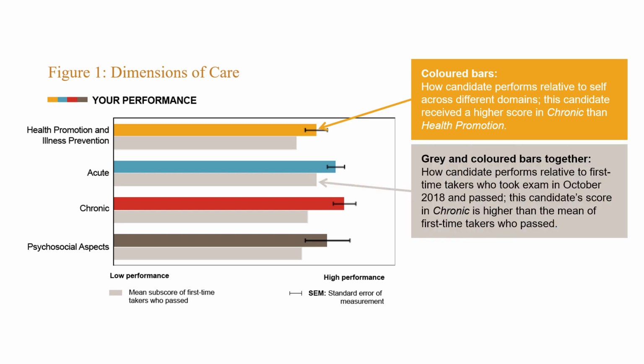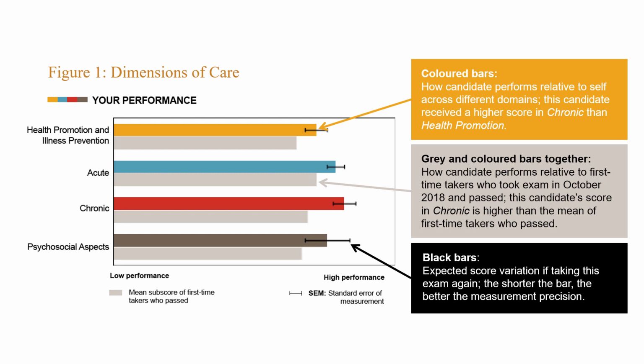Together, the gray and colored bars indicate how the candidate performed relative to first-time test takers who passed the exam in the fall of 2018. Here, the candidate's score in chronic is higher than the mean score of the first-time test takers who passed. The black bars are standard error of measurement bars. They depict the expected score variation if the candidate were to retake this exam. The shorter the bar, the better the measurement precision.